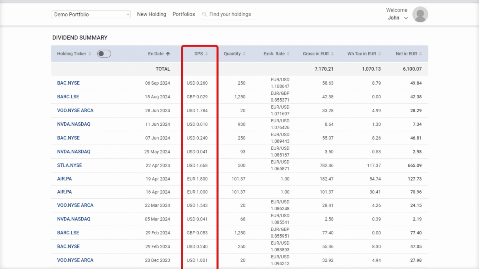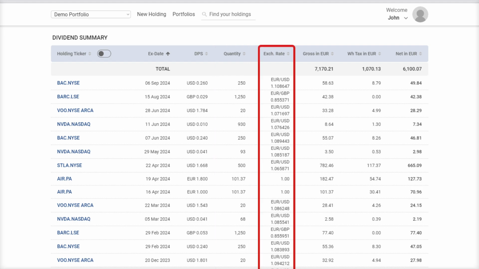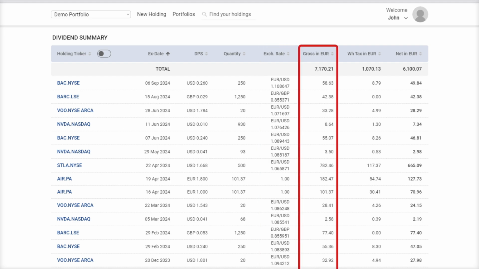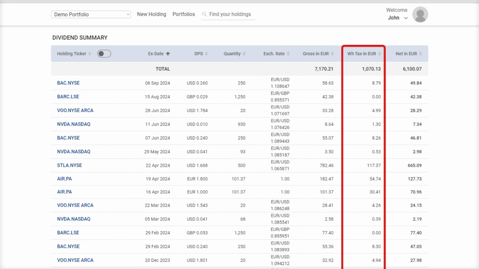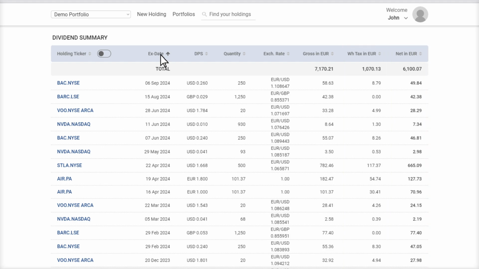The dividend per share, how much is paid for each share you own. The quantity, that's the number of shares you own the day before the ex-dividend date, determining the amount of dividend you receive. The exchange rate used to convert foreign dividends into your portfolio's currency. The gross dividend amount, any withholding tax, and finally, the net dividend amount in your portfolio's base currency.